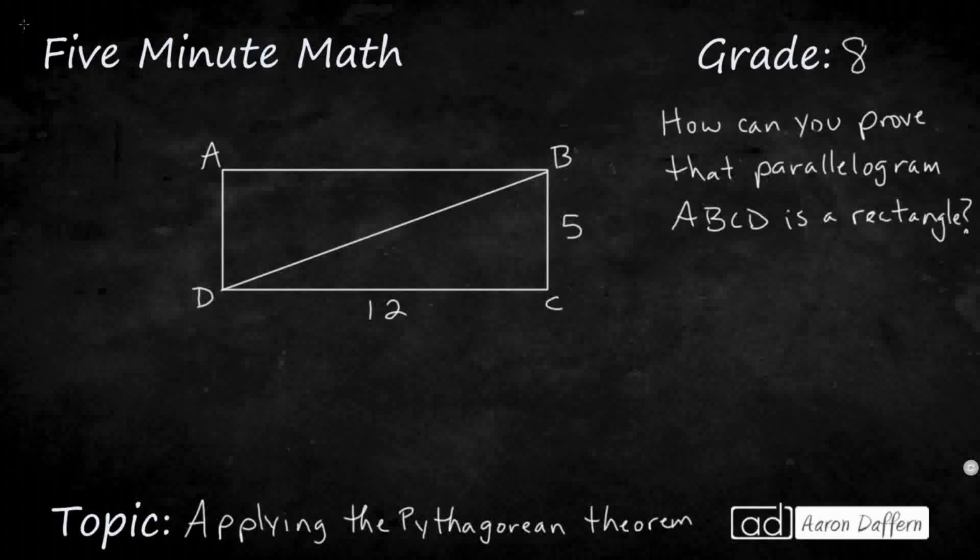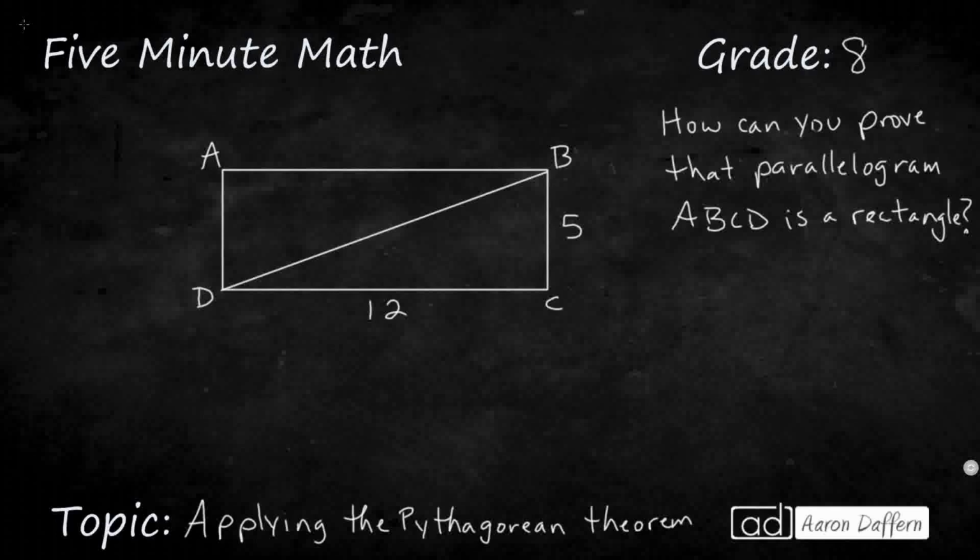Today we are looking at the 8th grade concept of the Pythagorean Theorem, specifically how we can apply it in a few different situations, and we'll do it in 5 minutes or less. So we have what looks like a rectangle on the screen, but really all we know is it is a parallelogram, which means it's got two sets of parallel sides. How do we prove that parallelogram ABCD is a rectangle?